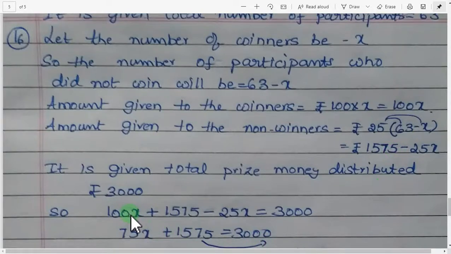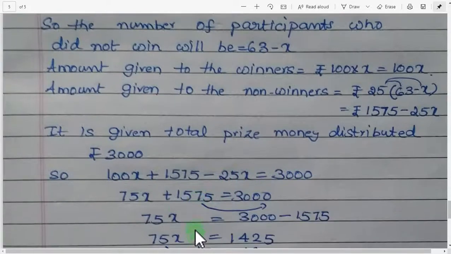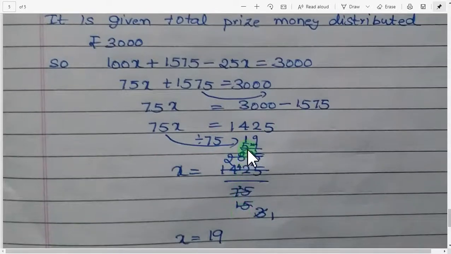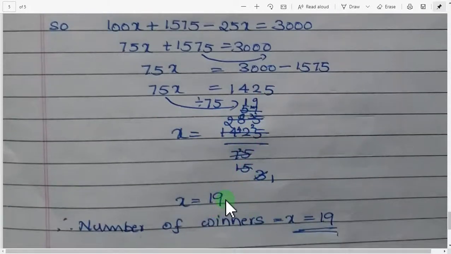So 100x for winners plus 1575 minus 25x for those who did not win is equal to 3000. Simplify: 100x minus 25x, like terms you can subtract. So 75x plus 1575 is equal to 3000. Keep 75x here, take 1575 to the other side as minus 1575. The answer is 1425. Take 75 to the other side, divide by 75, and you will get x equal to 19. So the number of winners is 19.